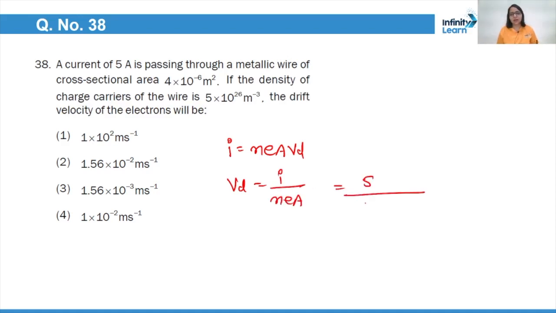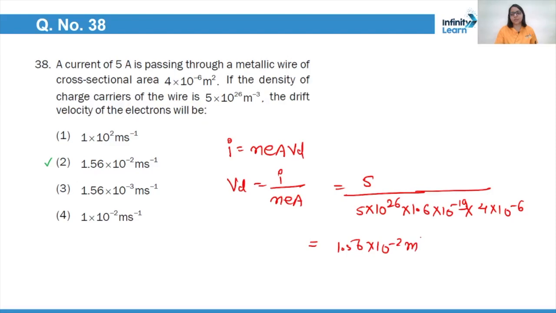I is 5, n is 5 into 10 power 26, e is 1.6 into 10 power minus 19, A is 4 into 10 power minus 6. So after solving this, you'll get the value of drift velocity as 1.56 into 10 power minus 2 meter per second, which is option 2.